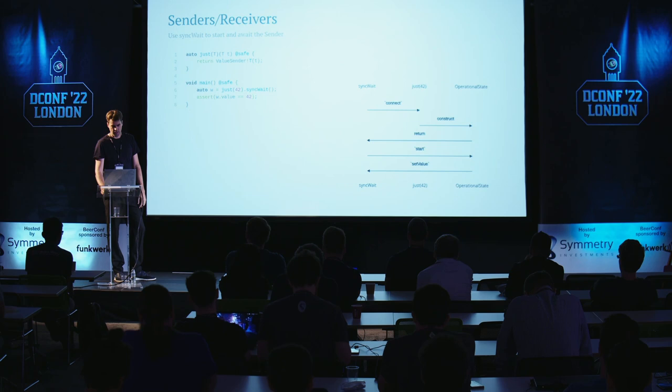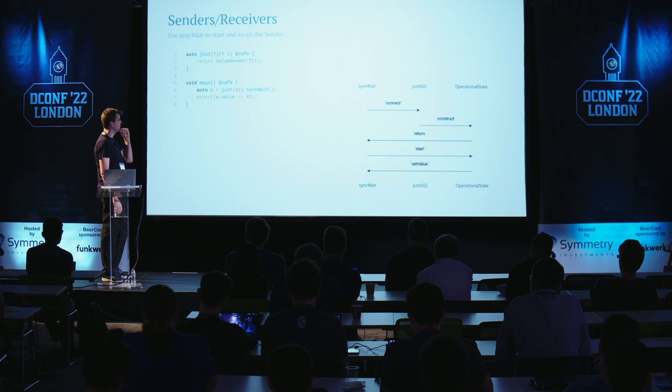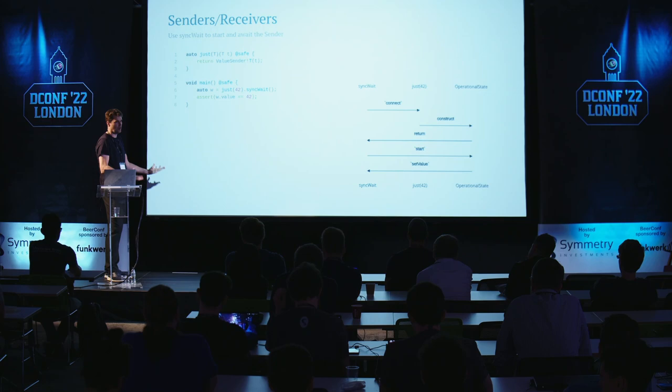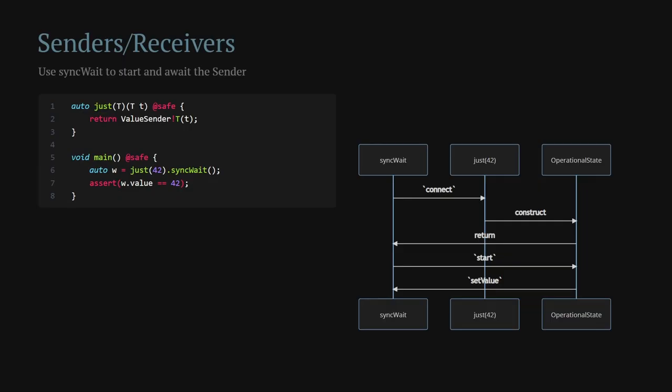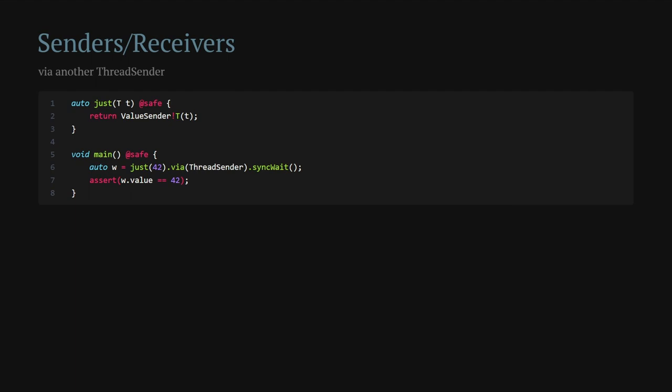But then again, you might say, wait a second, this is not concurrency or parallelism. This is all on the stack. Everything is inline. There's no extra thread involved, nothing. Well, we can change that. We can use the via algorithm, right? So we compose the just(42) sender via a thread sender.